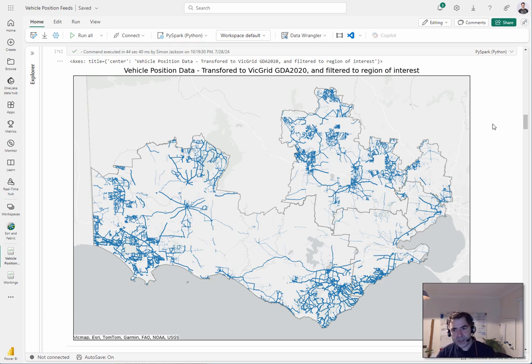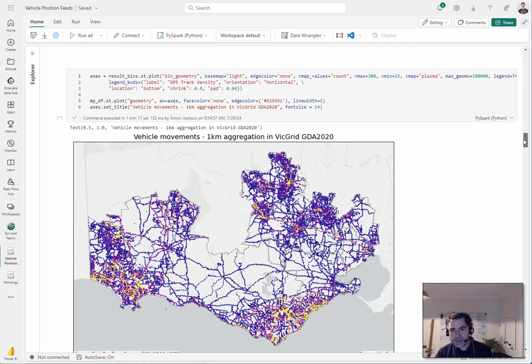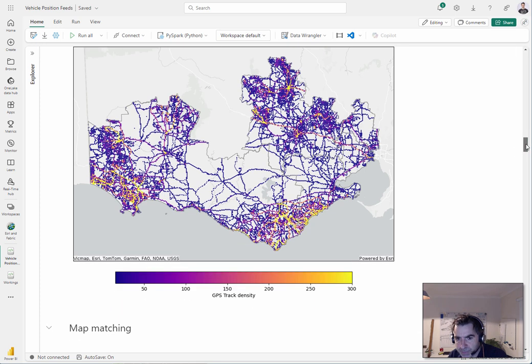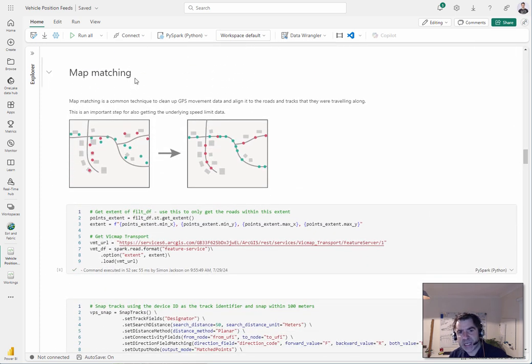This has a speed value, but it doesn't have the speed limit value. So it's just got the speed that the vehicles are traveling at on each of these little breadcrumb trails. A technique I like to do is just to aggregate the data to understand where the majority of the activity is taking place. This is a simple aggregation, showing most of it is along the highways, but also along the Great Ocean Road region.